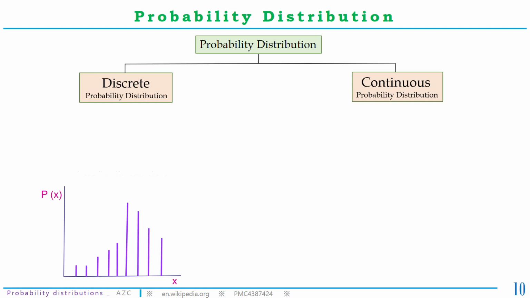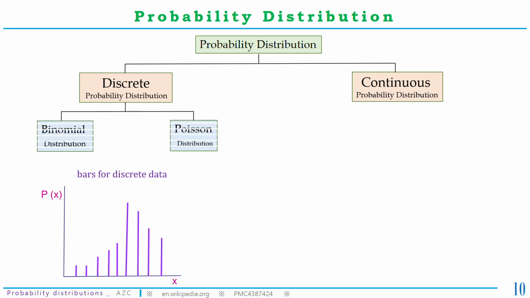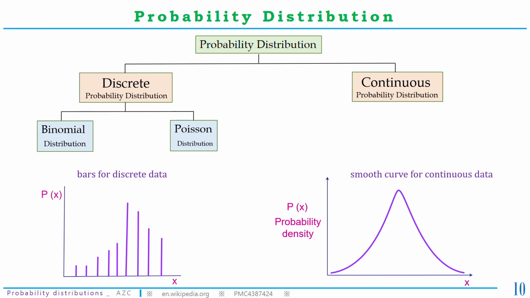Discrete probability distribution assigns probabilities to specific, individual outcomes. Most common types are binomial distribution and Poisson distribution. Continuous probability distributions define probabilities over a continuous range of values. It forms a smooth curve plot. Most common type is normal distribution.